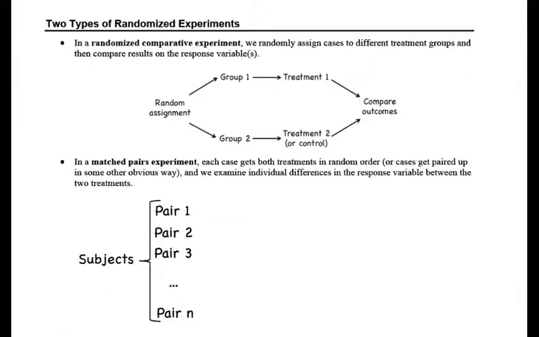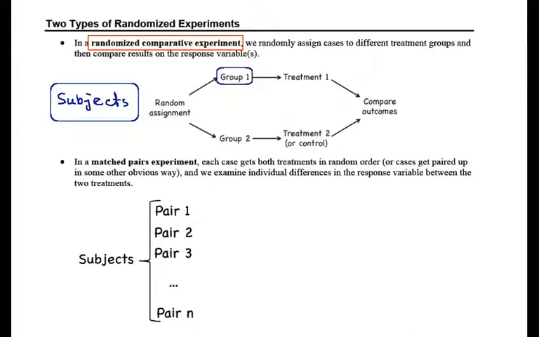There are two common types of randomized experiments. The first one is what we would call a randomized comparative experiment, or often we just refer to this as a randomized experiment without any additional description. This is where we start with our subjects, and from the whole group of subjects, we randomly assign them to groups.